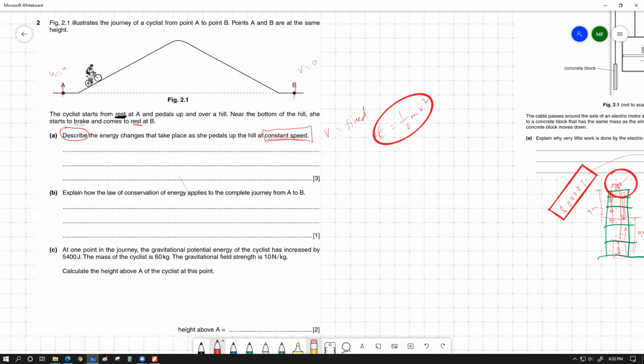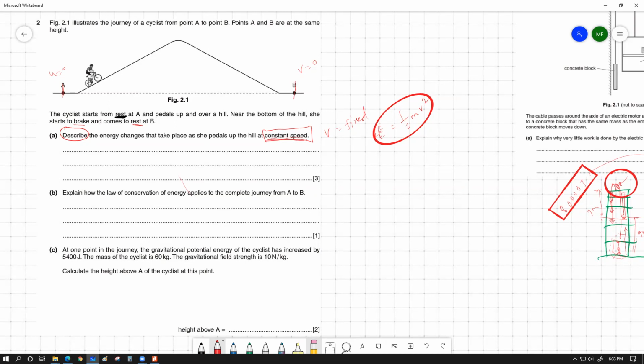Chemical energy stored in the muscles converts into GPE gained of the cyclist and also the cycle because both of them are going up. That's going to be my first sentence. And I'm going to also write, some chemical energy is also converted into heat and sound because of the friction of the system.